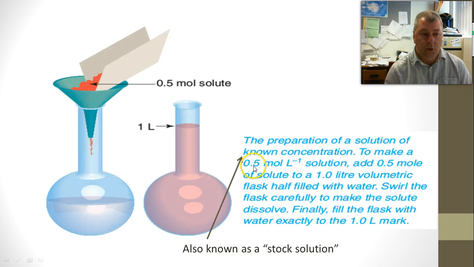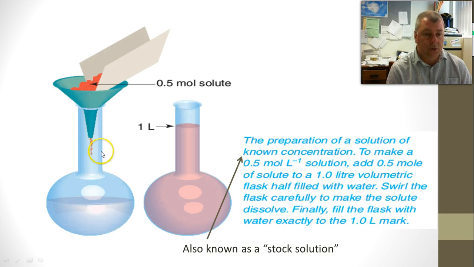To make a 0.5 mole per litre solution, so that's what we want, a half mole solution, we add half a mole of the solute, so we weigh it out on a piece of weighing paper. How much do we weigh out? Well, we should be able to work that out from the formula and using the molar mass. We put some of the water.